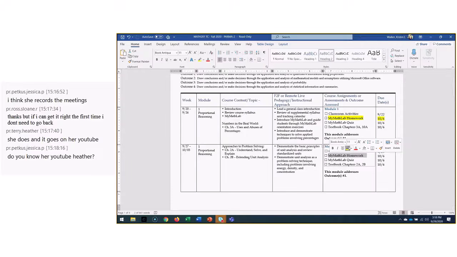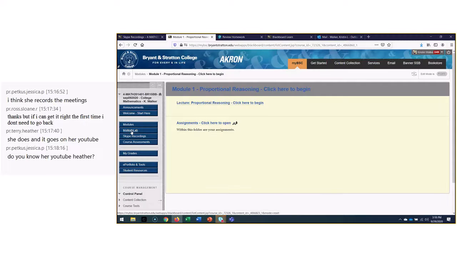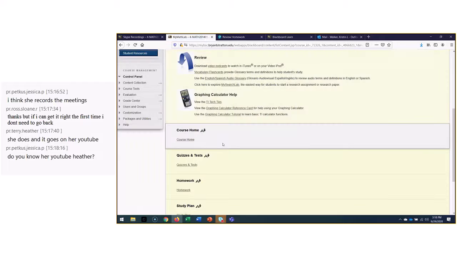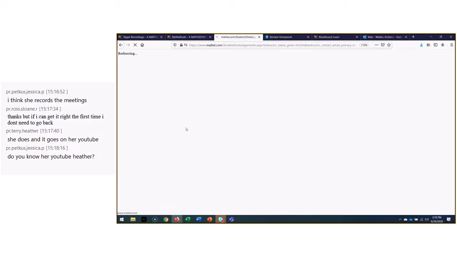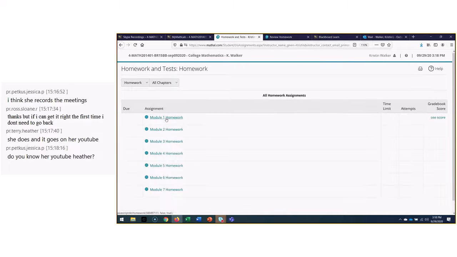My Math Lab homework, same homework. You should be finishing it now. It is due on the 6th, the whole thing. To get to that, you have to go to Blackboard and click on My Math Lab and go down to the homework link. Okay, here is Module 1. That's the one you need to complete.